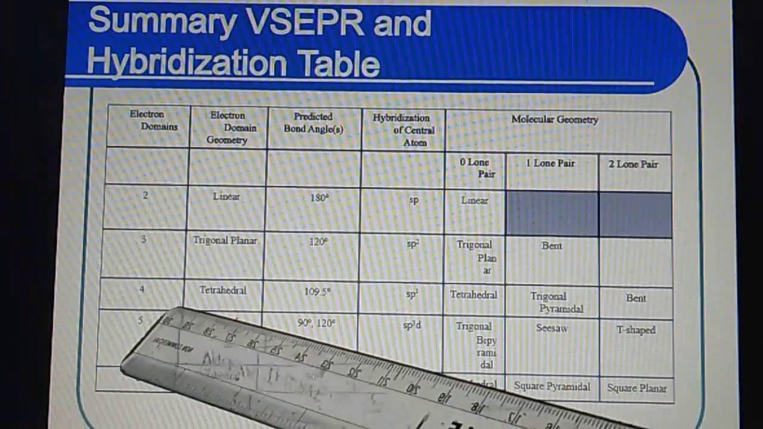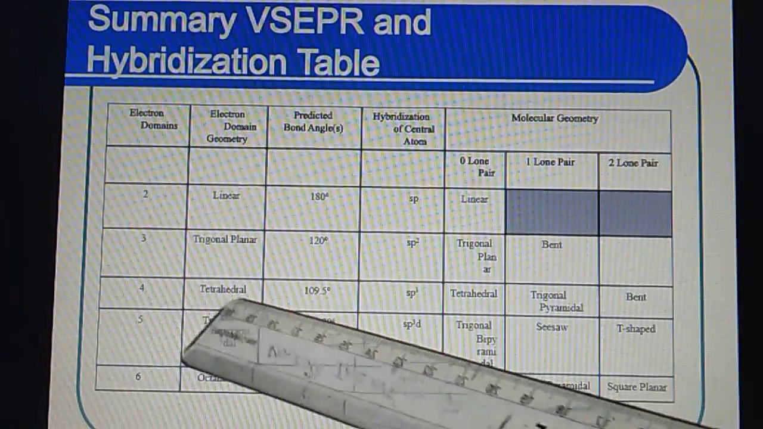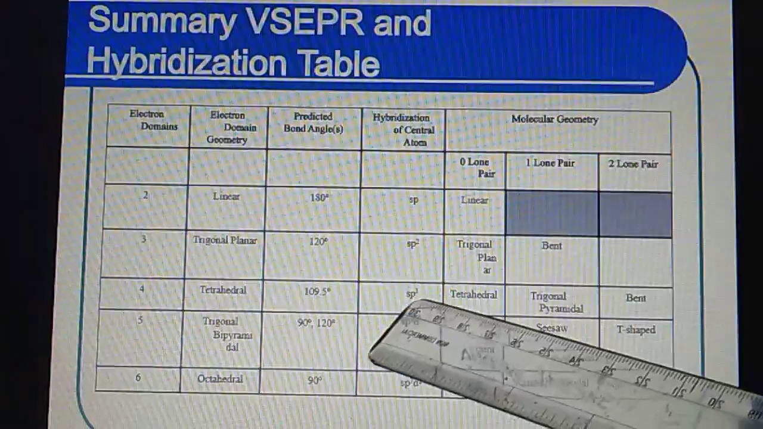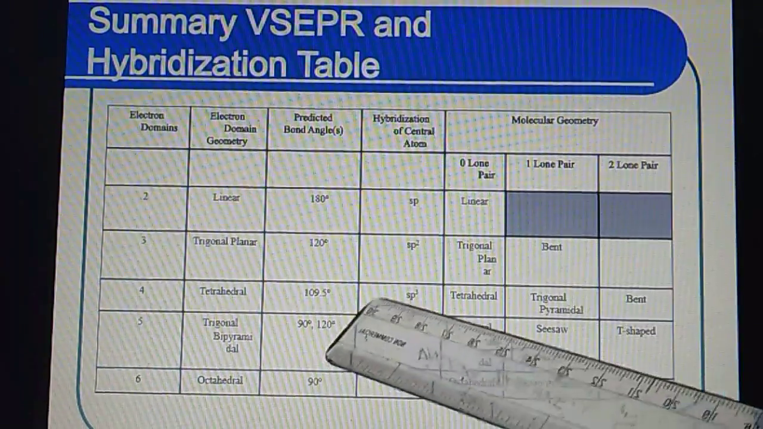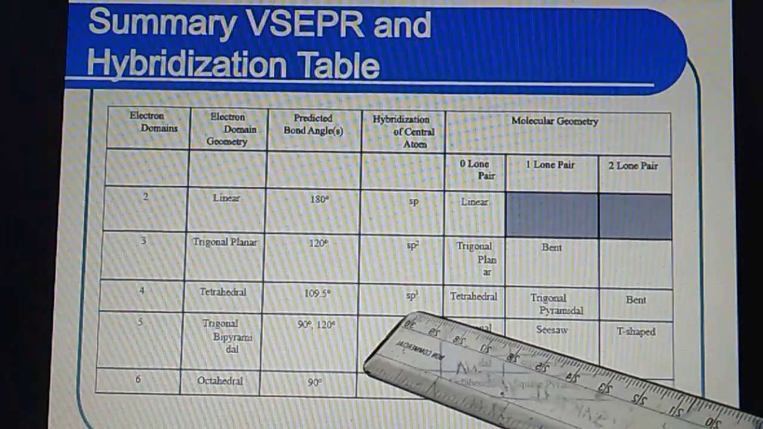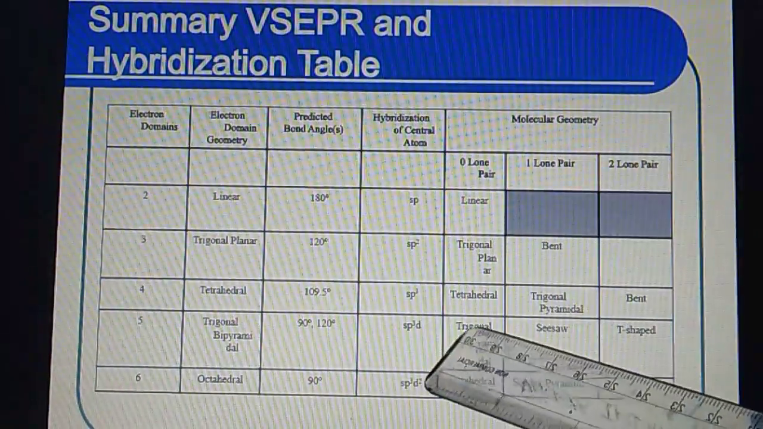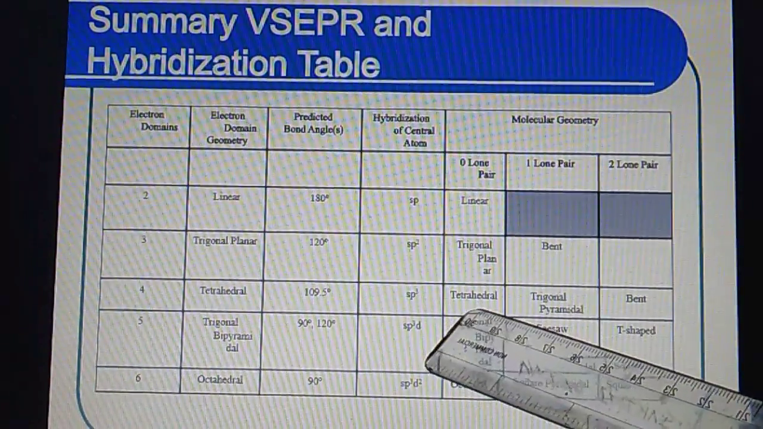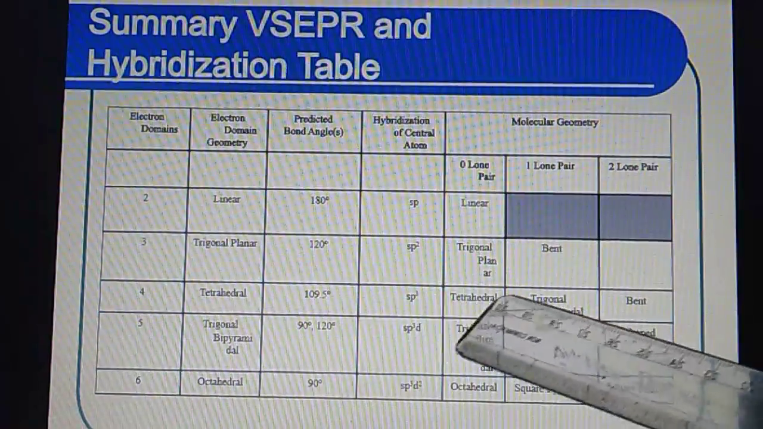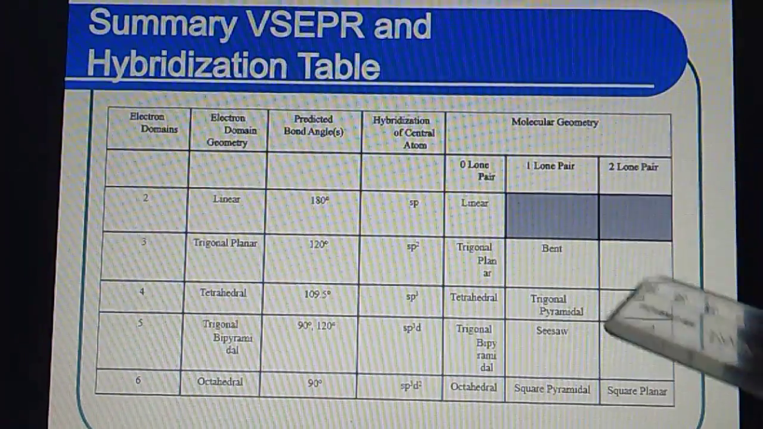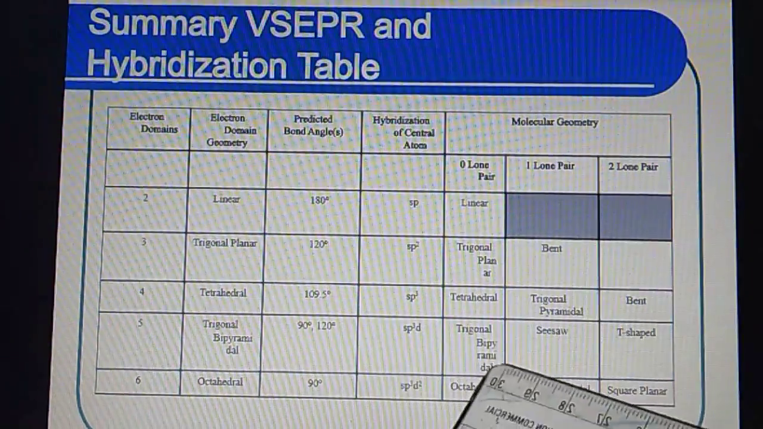Now if the total electron pairs are 4, the distribution will be tetrahedral, the angle will be 109 degrees 28 minutes actually, and the hybridization of the central atom will be sp3. If there are 0 lone pairs, only bond pairs, the structure will be tetrahedral. If 1 lone pair is there, trigonal pyramidal. If 2 lone pairs are there, then bent shape.